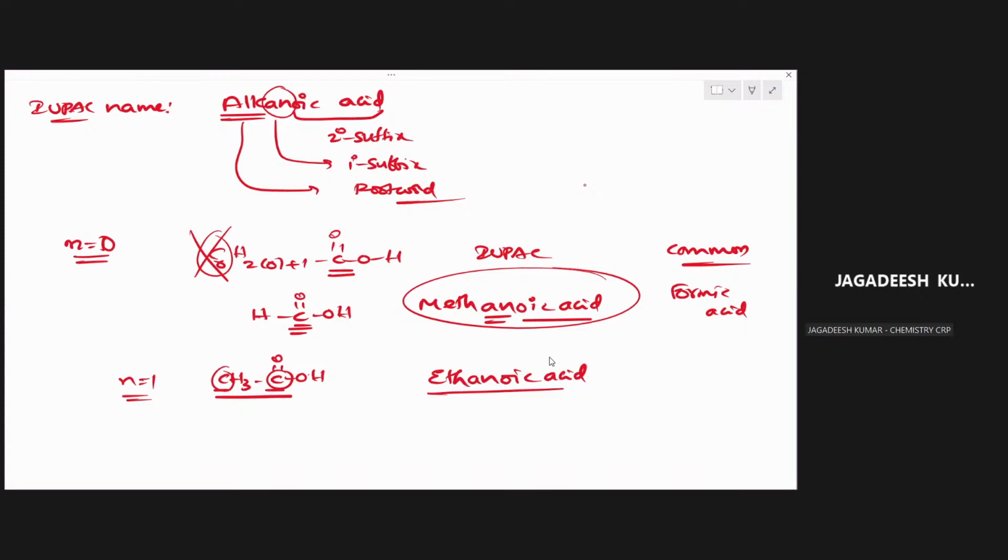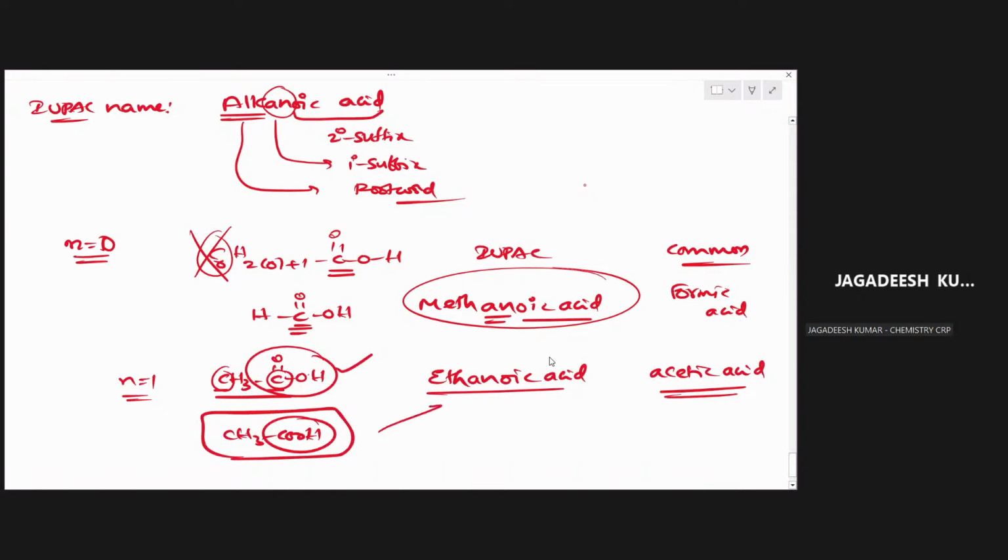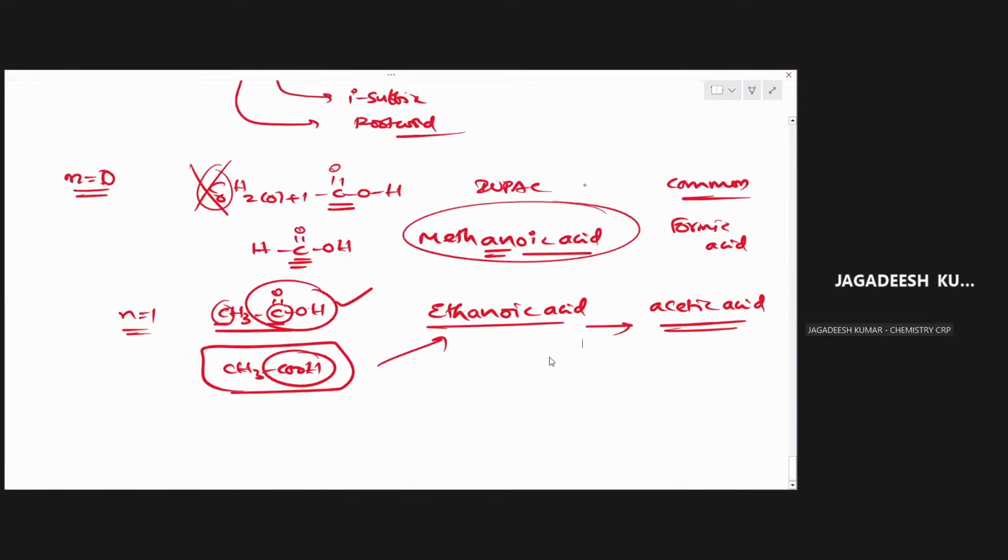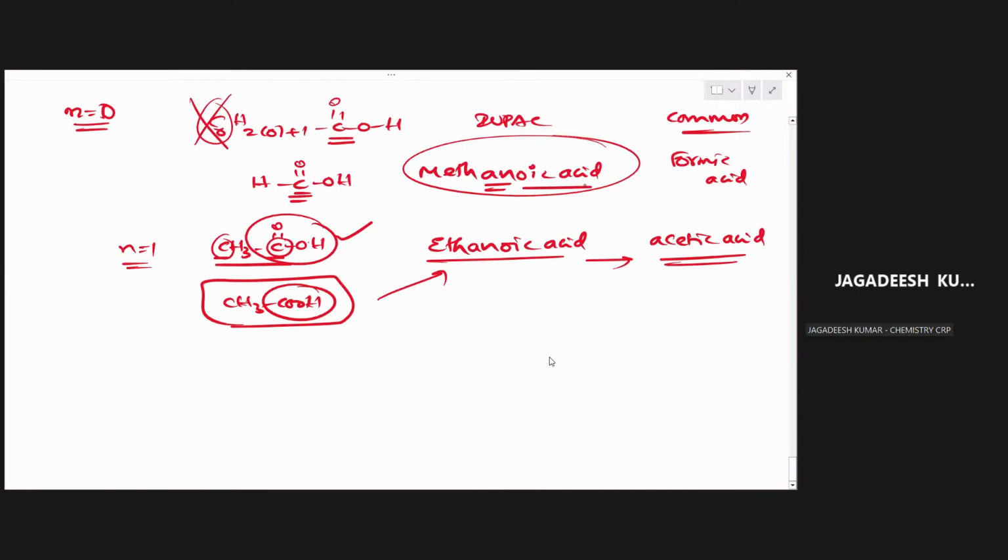Clarity here, ethanoic acid. But the common name is acetic acid. I think you know the acetic acid common name. So we can write like this, CH3COOH. If you want to expand this COOH, you have to write like this. Otherwise, directly you can write CH3COOH. Ethanoic acid is the IUPAC name and acetic acid is the common name. Clarity here? Any doubt here?